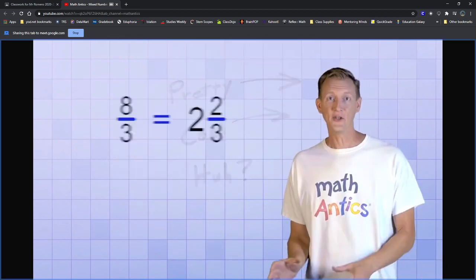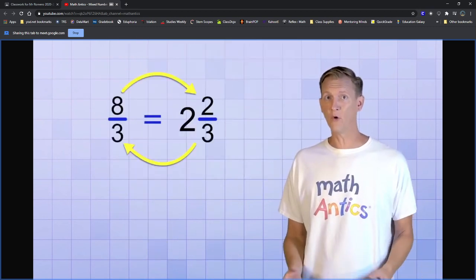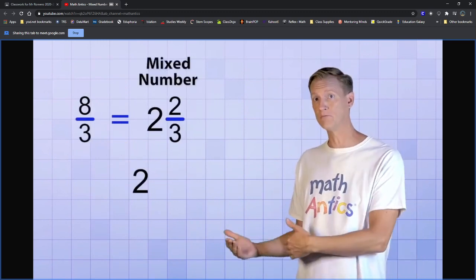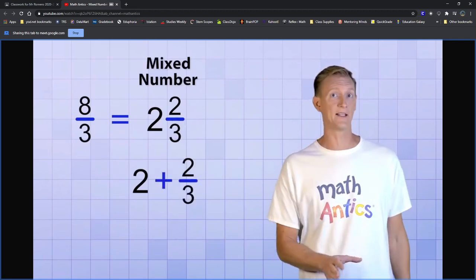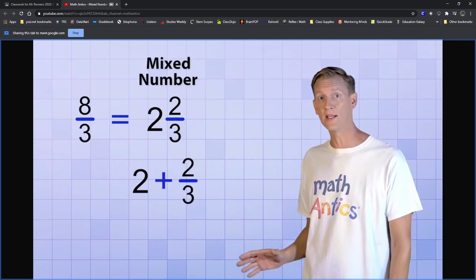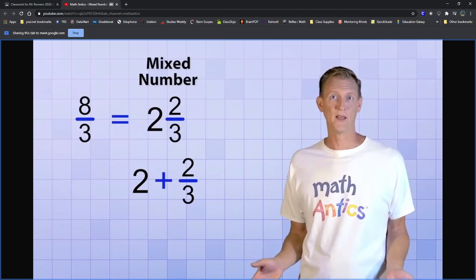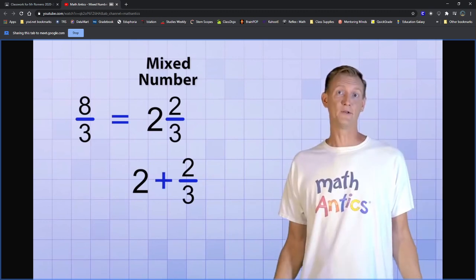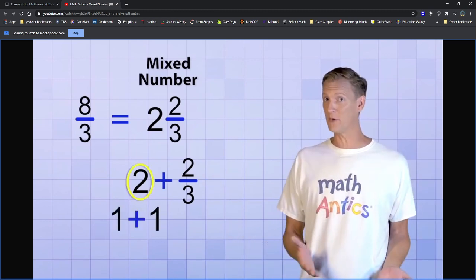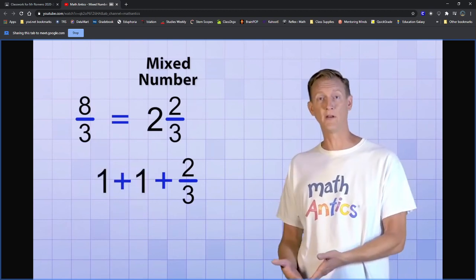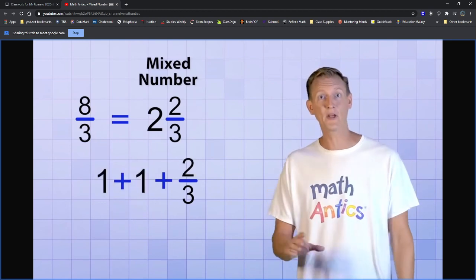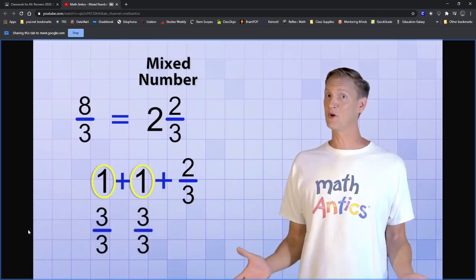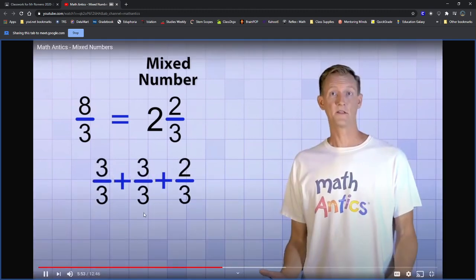Pretty cool. Number. Usually shown. 2 and 2 over 3.